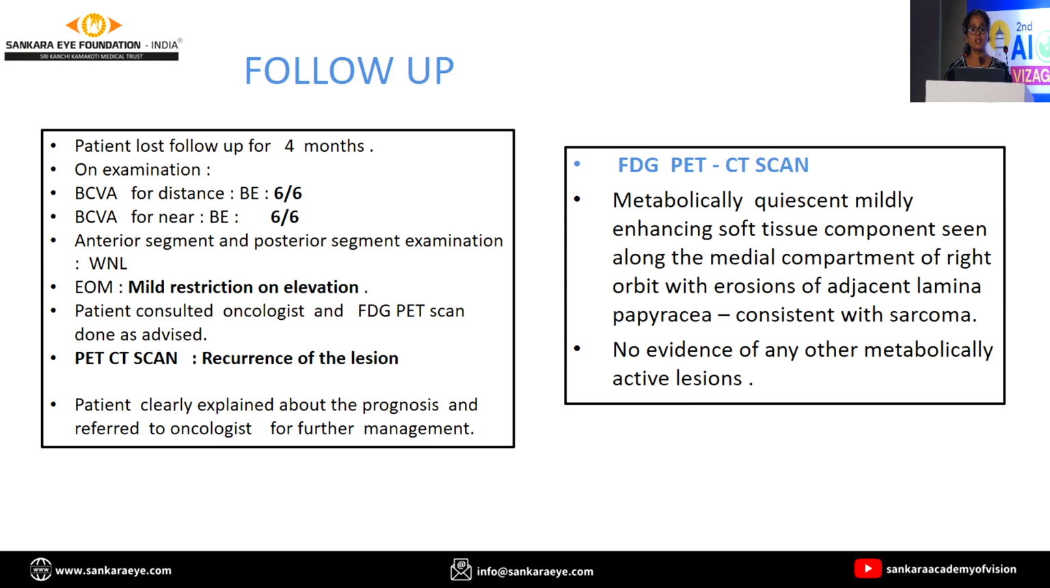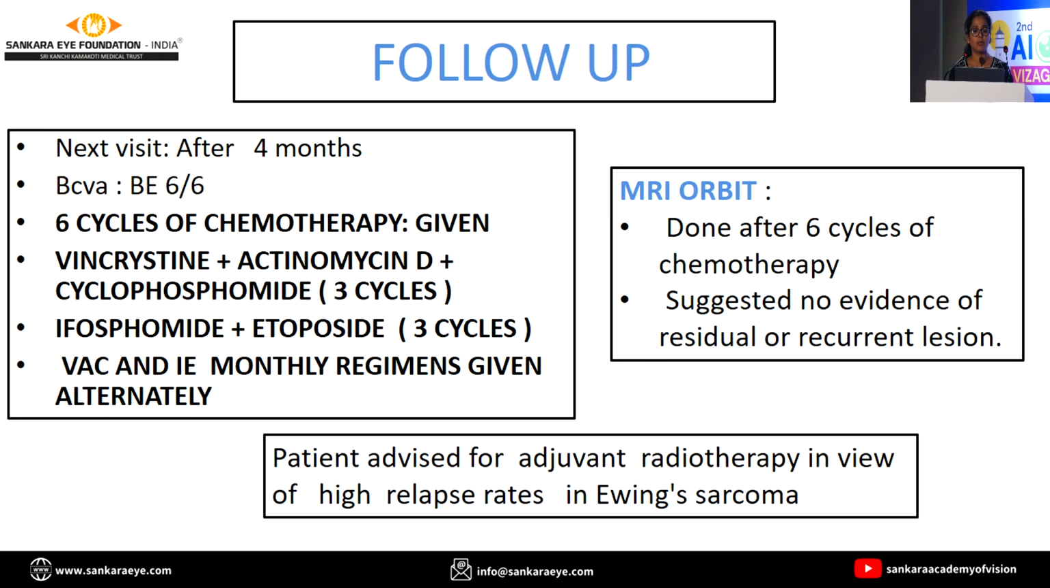After 4 months, the oncologist did a PET CT scan which showed recurrence of the lesion. On examination, best corrected visual acuity was 6/6, but extraocular movement showed mild restriction. The patient was clearly explained about the prognosis and referred to the oncologist in view of need for chemotherapy or radiotherapy. The patient visited us after 4 months and the best corrected visual acuity was 6/6.